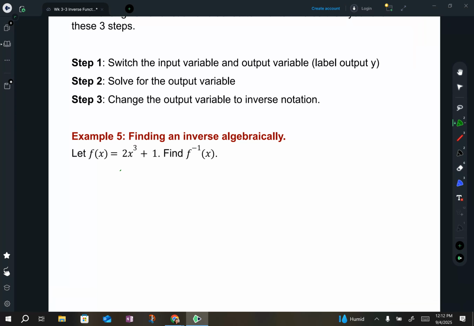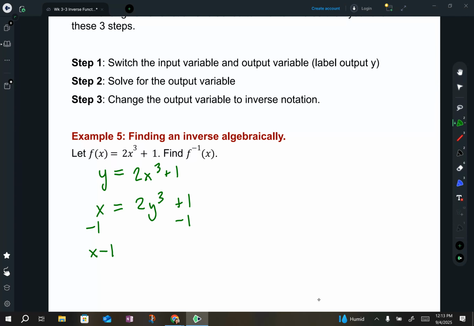All right, let's try this with a little bit harder example. f of x equals 2x cubed plus 1. We're going to try and find f inverse of x. So our first step is to write the output variable as y. So y equals 2x cubed plus 1. And then we're going to switch our x and y. x equals 2y cubed plus 1. And now we solve for y.